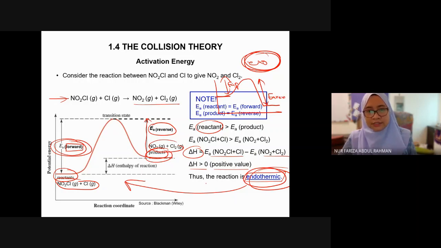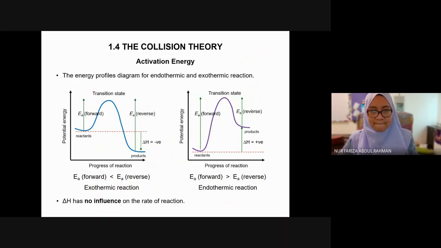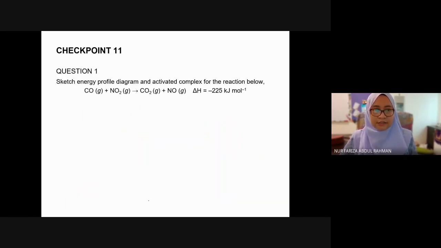EA reactant. Oh, I see. Okay. Right. So EA reactant is also known as EA forward, guys. EA reactant is also known as EA forward. EA product is also known as EA reverse. Okay. This one lah. Yang ni. Okay. Like what I've shown to you just now. This is exothermic. This is an endothermic reaction. Okay. Delta H has no influence on the rate of reaction. Okay. Alright.